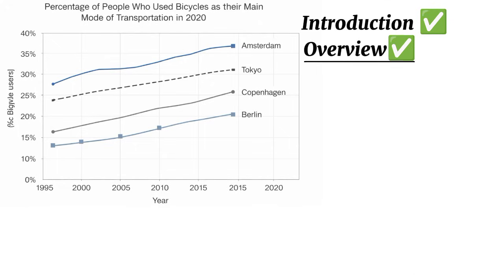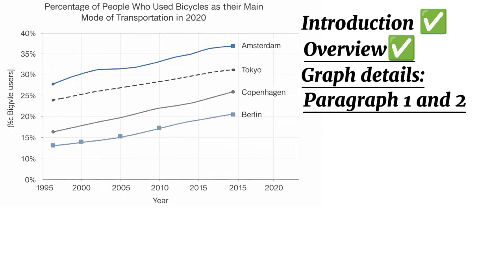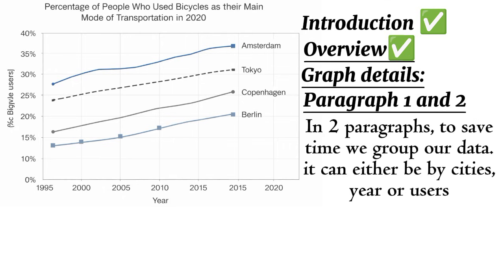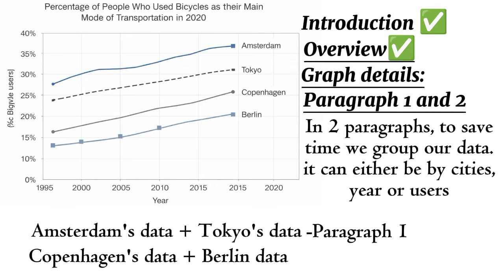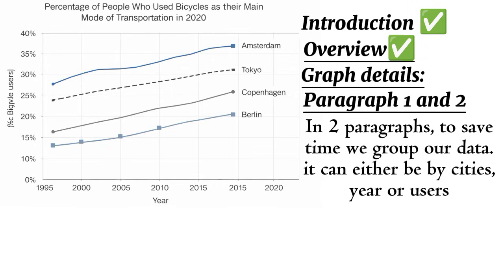After you have finished the general overview, you need to give the specific details. It's a good idea to divide your part of writing, where you give the details, into paragraphs. And to do that, you need to group your data by some feature. In our case, we could group data in two ways. The first way is to group by cities, so that we can describe each city's data in a separate paragraph. I mean, we could describe Amsterdam's and Tokyo's data in the first paragraph, Copenhagen's and Berlin's data in the second paragraph. Or the second way is to group by time, the same way as we did.